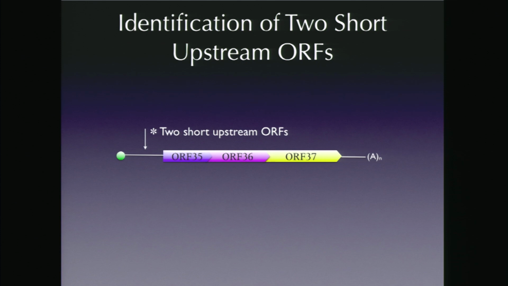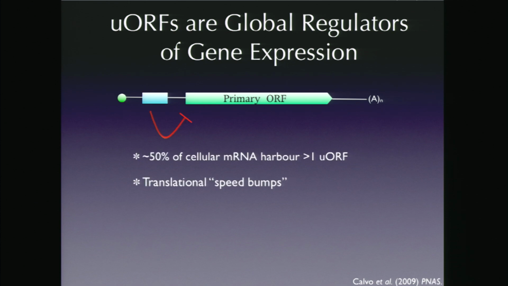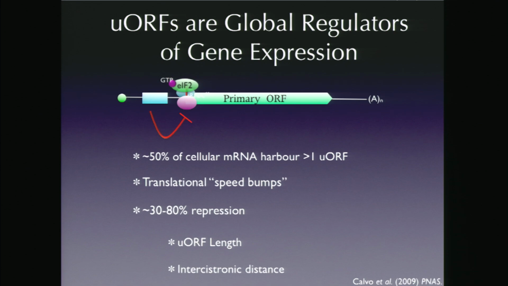Just a brief primer on uORF biology. They function as global regulators of gene expression. They function by dampening translation of the primary ORF. They do this by forcing the ribosomes to either leaky scan past the uORF start codon or by reinitiating after uORF termination. This level of repression can range anywhere from 30 to 80%. There are two critical parameters which influence the efficiency. First, the length of the uORF, and second, the intercistronic distance between the uORF stop codon and the beginning of the primary ORF.